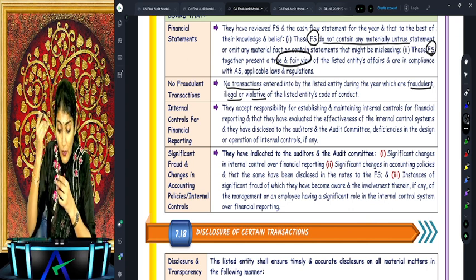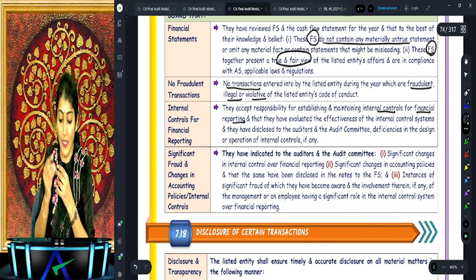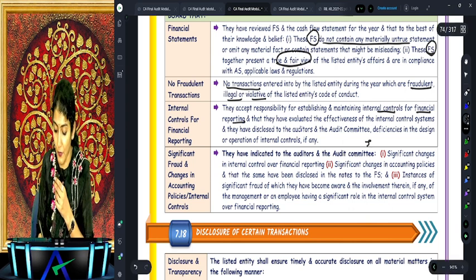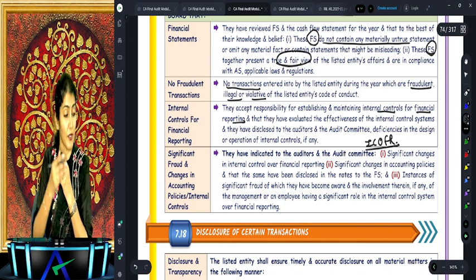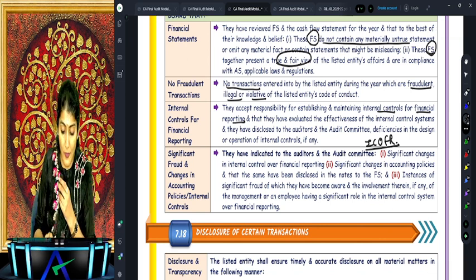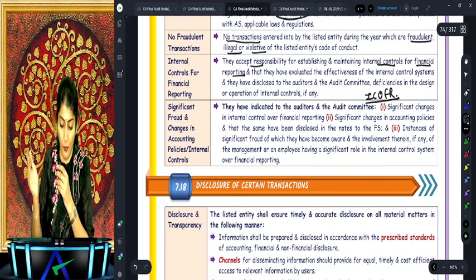Then it says they also accept the responsibility for the internal controls for the financial reporting, right? So ICOFR, what is ICOFR? Internal controls over the financial reporting. So it says we also have the proper, who is taking the responsibility? The CEO and the CFO. And what are they saying?